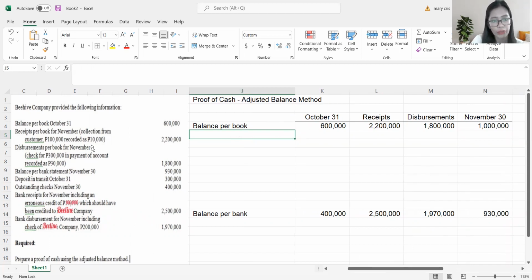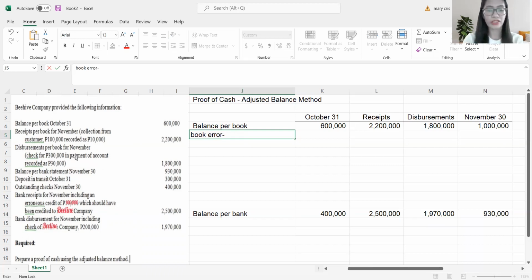So, ano ba yung mga book reconciling items? Meron ba tayong credit memo? Wala. Meron ba tayong debit memo? Wala rin, no? So, what we have is actually a book error. So, lagay na lang natin, pinakauna, meron tayong book error. So, ang book error na to happened on November.